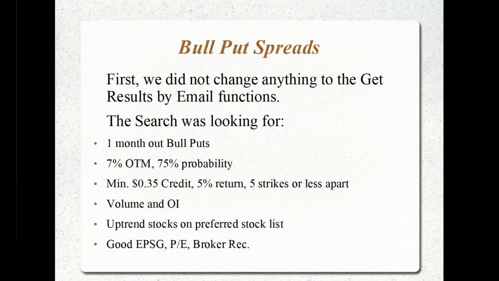All things, of course, we can set in the PowerOptions search tool. Minimum 35-cent net credit, 5% return, and she wanted the strikes to be 5 points apart or less. She had a requirement for option volume today of greater than 10 contracts, open interest of 50, good criteria, and looking for uptrending stocks on her preferred stock list, which had about 50 stocks in it. She also was looking for earnings per share growth greater than 5%, relative PE ratio, and good broker recommendation. A pretty open search for 1 month out, restricted mostly by the stock list itself and then some of the stock criteria.